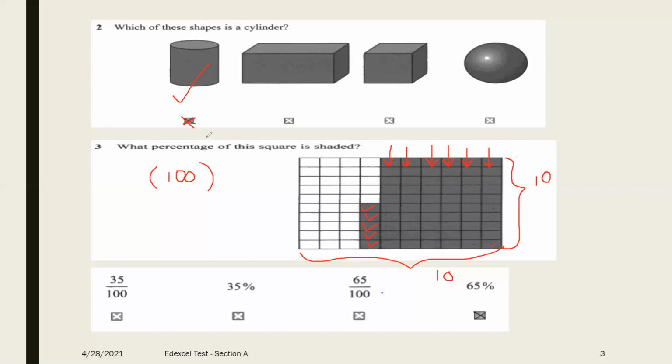Now this question is a little bit tricky. Now they ask what percentage. So if you select 65 out of 100, it's wrong because this is the fraction form. But they ask the percentage form. Therefore, the correct answer is 65%. So according to this question, the correct answer is the last answer, right? Let's move to the next slide.